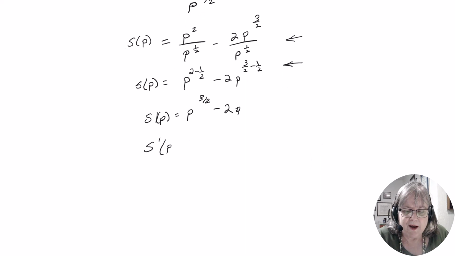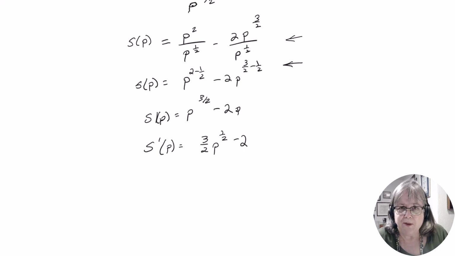going. Now I have it in the format that I'm used to for the power rule. So I'd bring the power down, leave the p alone, take 1 off the power. 3 halves minus 1, which is 2 halves, is 1 half. Minus 2, and the derivative of x is 1, so the derivative of p is 1, and this would be your final answer.